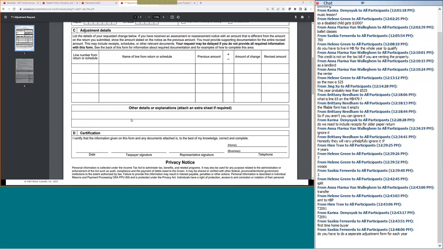All right, so we then have our T1 adjustment request. You're going to package it all together, get signatures. In our office, if we're doing a paper adjustment, it's one copy for the office, one copy for the client, and one copy goes to the CRA, so 3 copies for everything.